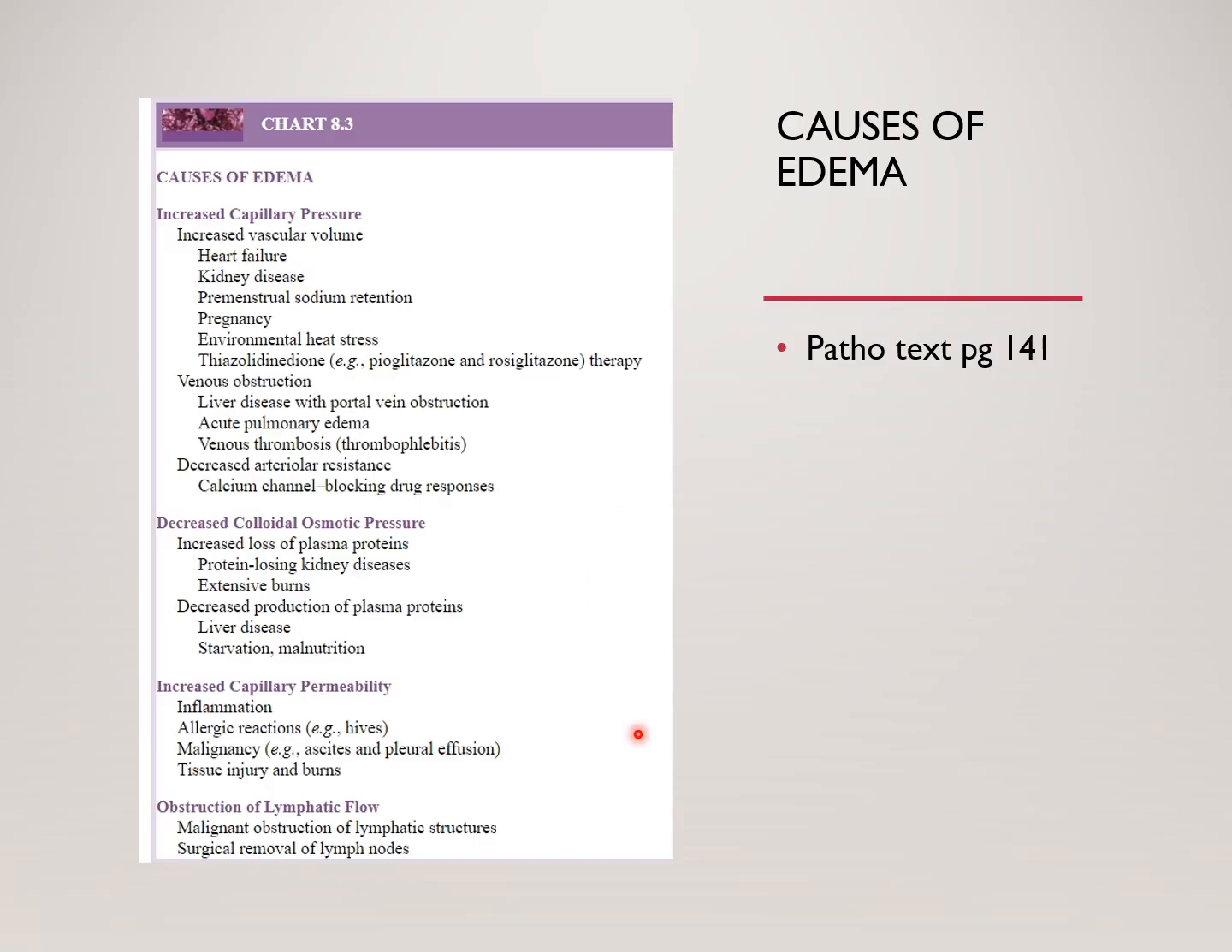So this came directly from your book. It's something for you to review, but just some of the typical causes of edema. This is from page 141 of your patho text that you can read over, but it breaks it down based on the different capillary causes of edema and the different disease states and things that can lead to those happening. Okay, so do review this.